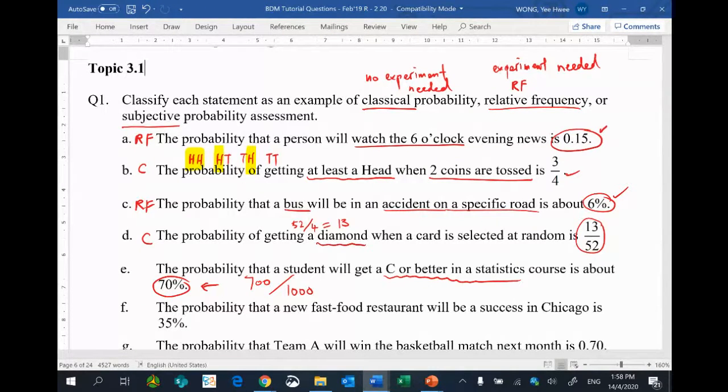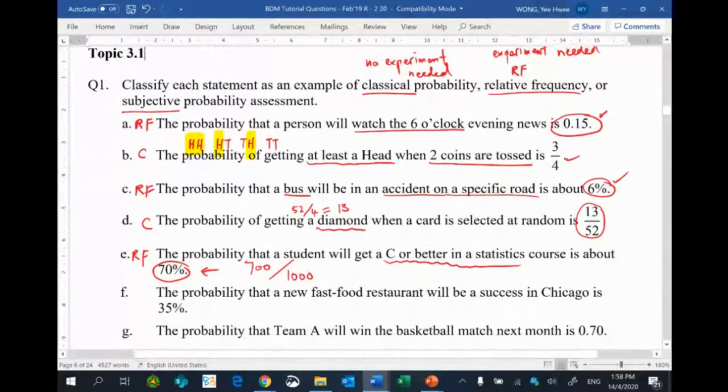So I can collect data, and the data can show me that it's 70%. Without the data, I don't know. So data is needed. Experiment is needed. So this is relative frequency. Okay, how about the next one?